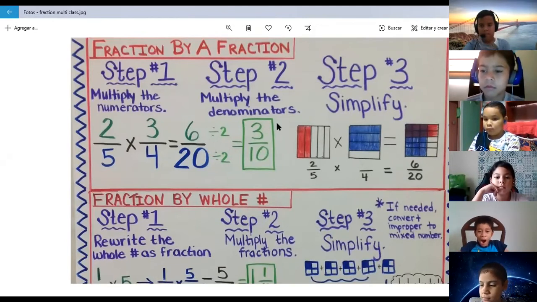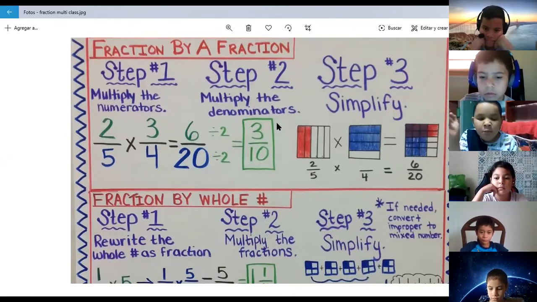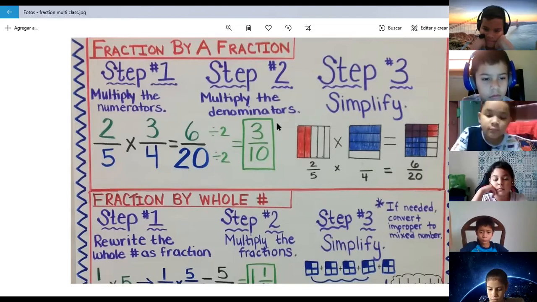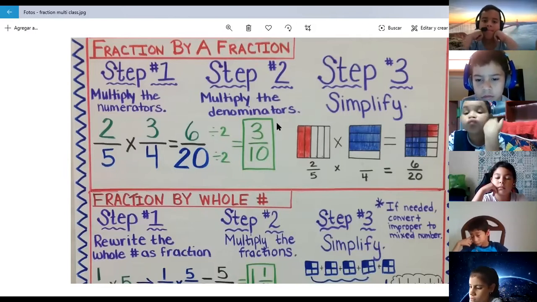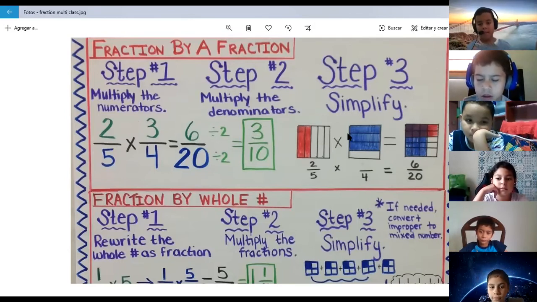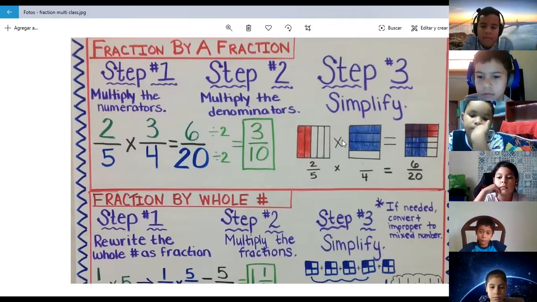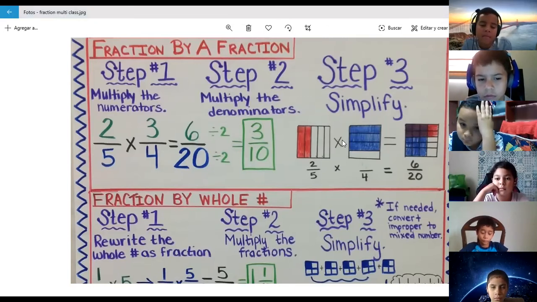What we have to do, when we have a fraction and it is multiplied by another fraction, we just need to first multiply the numerators, second, multiply the denominators, and if it's possible, we have to simplify. Remember that simplify is to make the fraction in its simplest form. ¿Qué es eso de en su simplest form? Llevarla al número más chiquito que ella pueda tener. That is simplify. Remember the multiplication tables, and to simplify, we need to divide. And remember that we have to divide the numerator and denominator by the same number. That is the way to simplify.